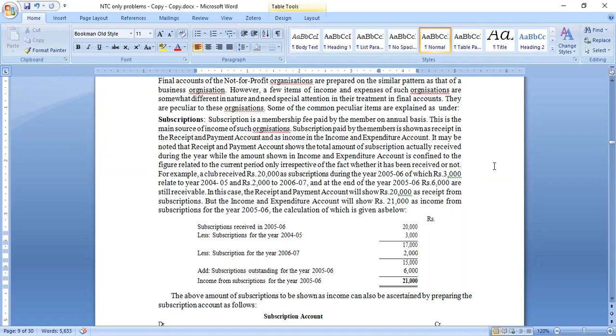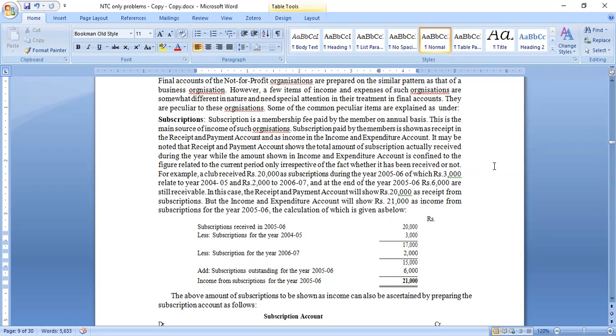It may be noted that the receipts and payment account shows the total amount of subscription actually received during the year, irrespective of whether it is related to the previous year, the future year or the current year. But while recording in the income and expenditure account, it is confined to the current period amount only, irrespective of whether it has been received or not.